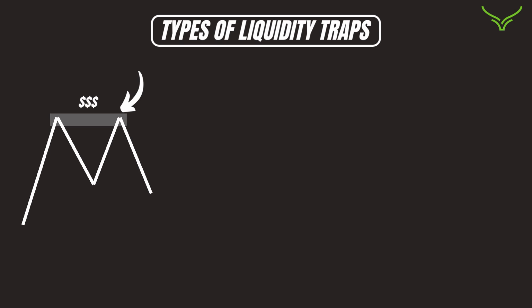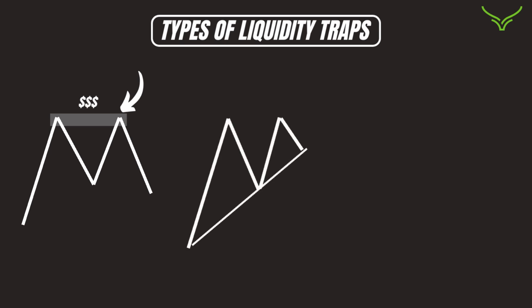Another common liquidity trap involves trend lines. Technical traders commonly position buy orders as price retraces to retest the trend line, with stop losses placed below. These stop losses serve to provide liquidity for institutional traders to execute their orders.